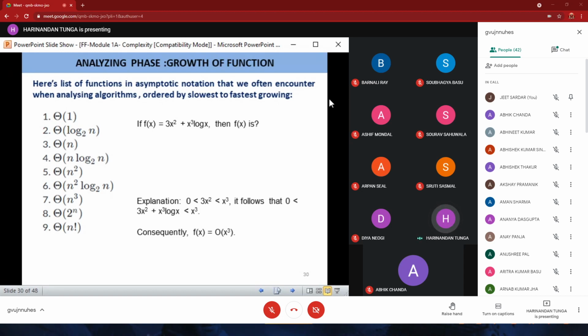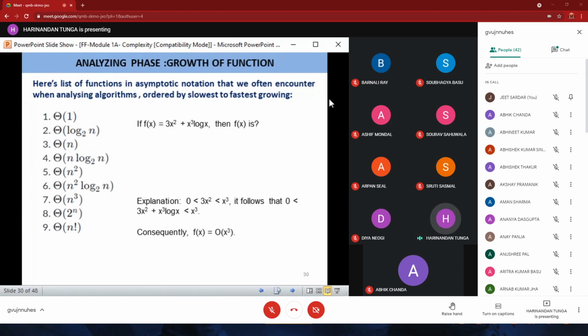Order is very important. The first growth function is order of 1. It's the minimum time. Then order of log n base 2. After that, number 3, order of n. This order is actually from slowest to fastest. Good.